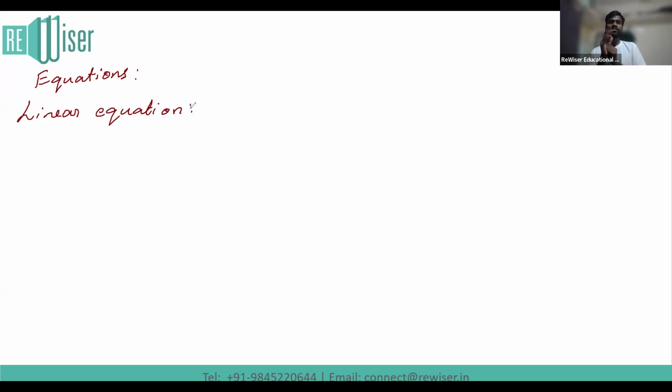And the next thing is equations. Under equations, we should know about linear equations and quadratics. First of all, let's look into linear equations. We are not going to talk about graphing a linear equation at this point, as we will see that under coordinate geometry. Right now we will just look into forming or modeling a linear equation, that's basically the word problems, and how we solve a given linear equation.